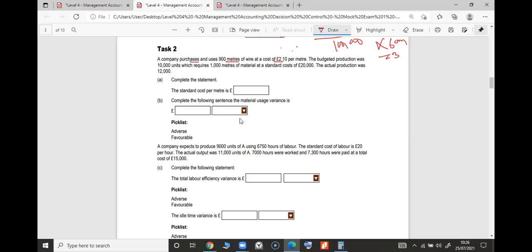Again, read the question nicely, easily, so you can digest it easily. The budgeted production was 10,000 units. That is your budgeted. Be careful with that. And 1,000 meters needed. So for 1 unit, how much meter do you need for 1 unit? I'm doing it in my analog calculator.